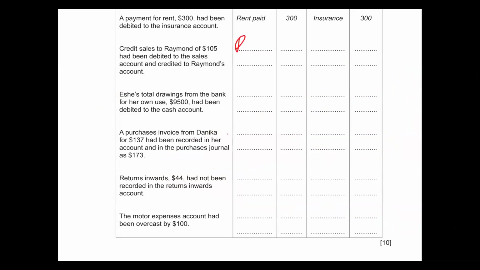So anyway, there was Raymond here, 210. Then there was the sales here for 210. We have drawings for 9,500. And on the other hand, we have the cash account that is being credited with the same amount, 9,500. Is that clear?